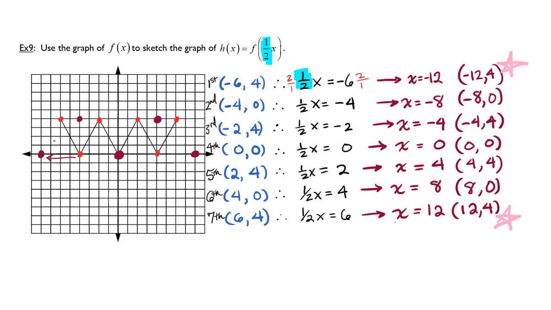If I connect these dots, we can see that there is a horizontal expansion or stretch. And these would continue off the graph as well out to -12, 4 on the left and positive 12, 4 on the right.